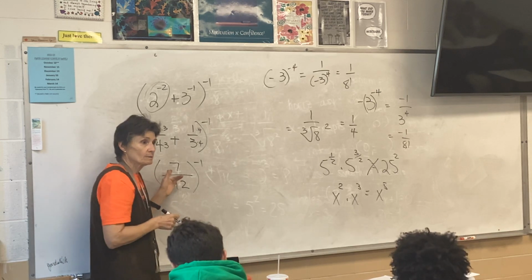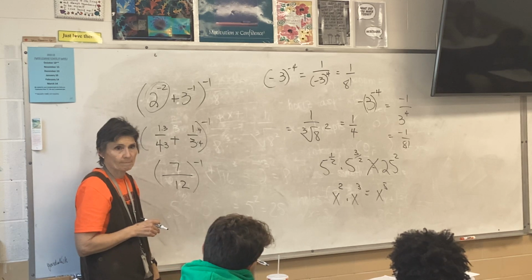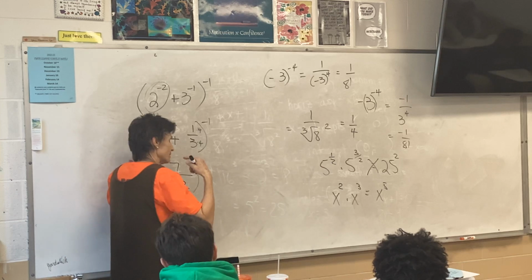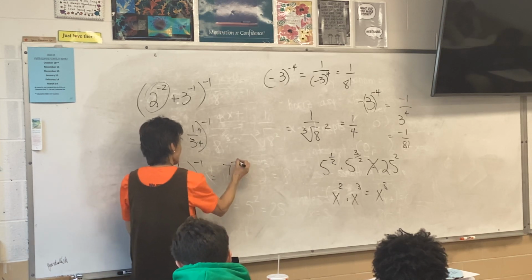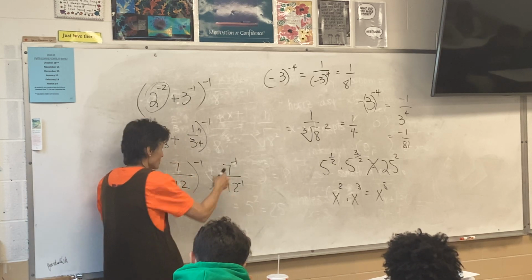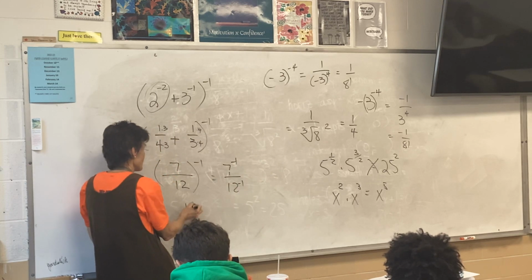So what do we do here? What do we do with that? 7/12 is to the negative first. 12/7. Flips the whole thing. Just remember it flips the whole thing. But what's happening is, this is 7 to the negative first over 12 to the negative first. So that's gonna come to the bottom and that's gonna come to the top. So the answer is 12/7.